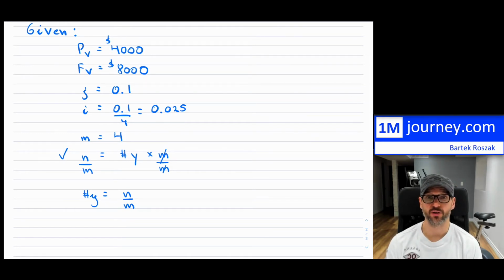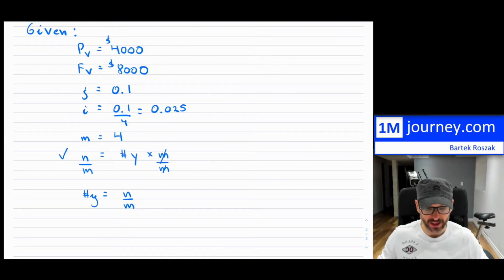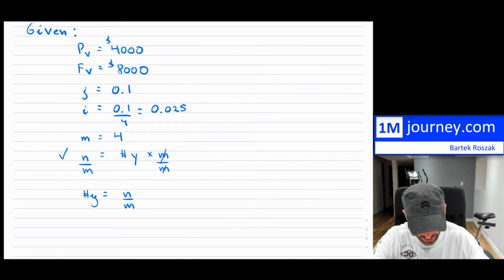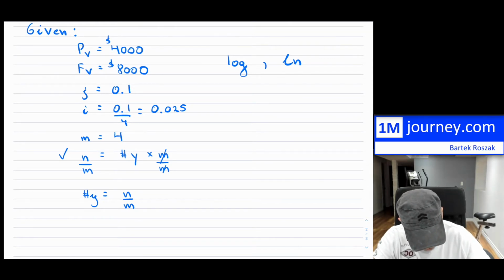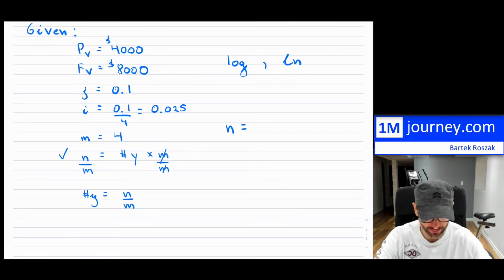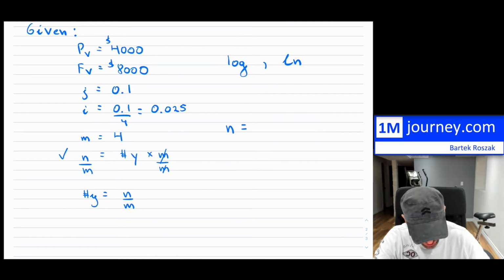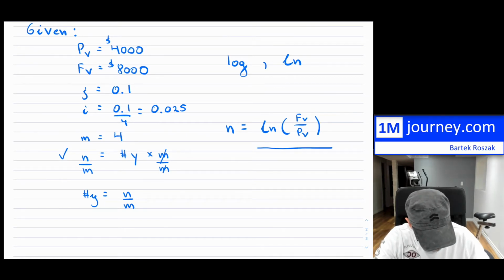So method number one is you simply utilize the formula for N, and that formula will use either logs or ln. Those are two buttons, and they're related to exponents. So it's either this button, which is a log button, or this button, which is ln. If you want to find N, the formula for N, I'll arbitrarily use ln in this case, is the ln of your future value divided by your present value, and then this entire thing is divided by the ln of 1 plus I.